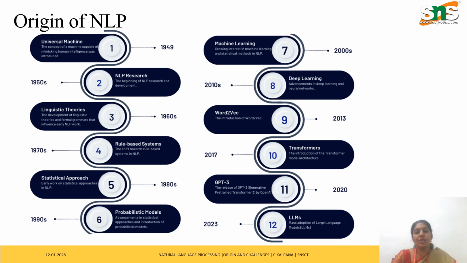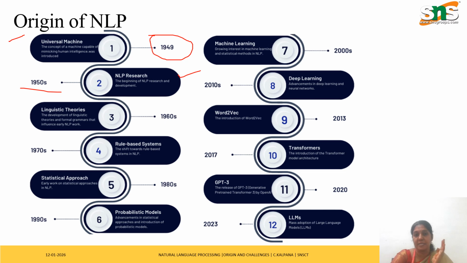So this is the history of natural language processing, that is, the origin of natural language processing. It starts in 1949, when the first universal machines were developed. The universal machine's purpose is just to mimic human intelligence. That is the base of natural language processing. And then in the 1950s, natural language processing research happened.